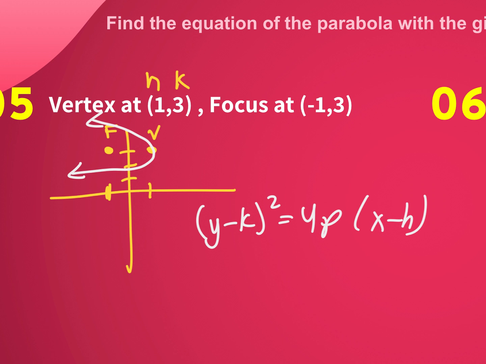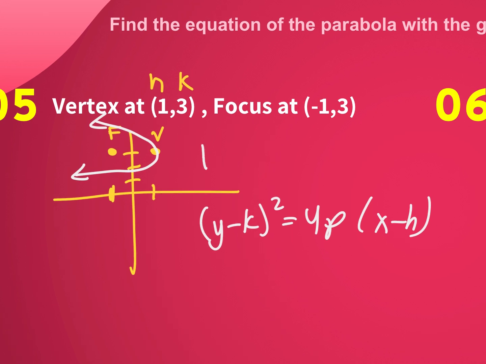A couple ways you can do this. First of all, I like to say my p-value is either positive or negative. Which way is this, positive or negative? Negative, the way that it's moving. We're opening to the left.